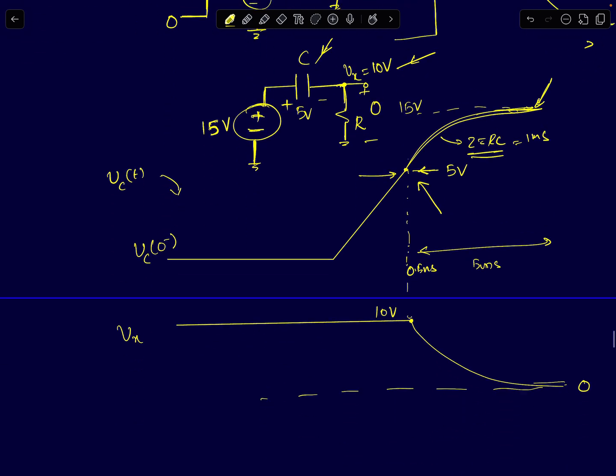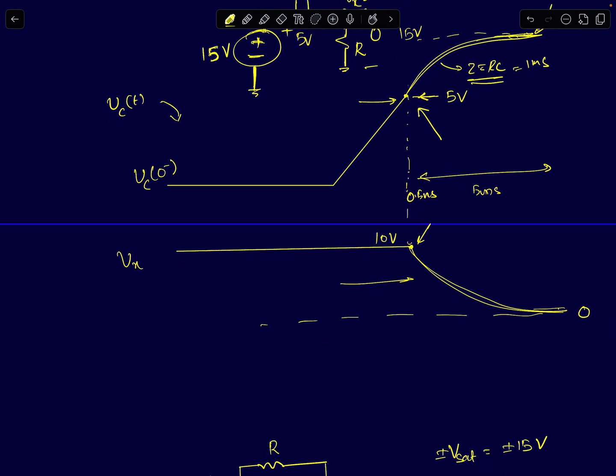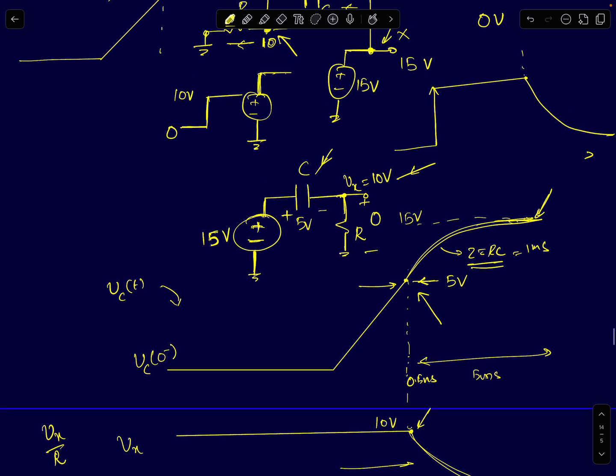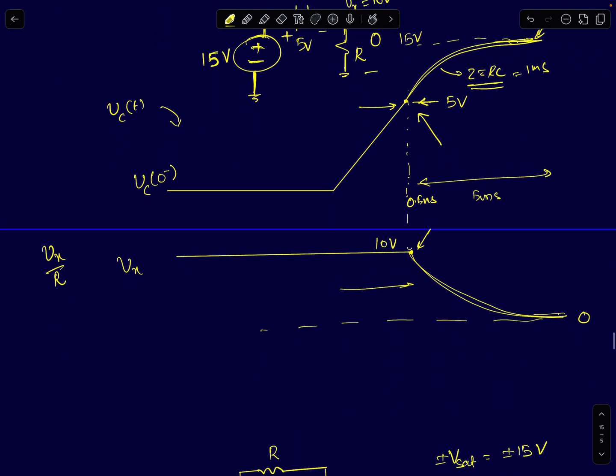So I have shown Vx here. Vx starts off at 10 volts, it decays down, eventually goes to 0. And the current flowing through the capacitor, if you monitor it, is simply Vx by R. You know the voltage across the resistor is Vx, and therefore the current is simply Vx by R. So current will also follow the same pattern.